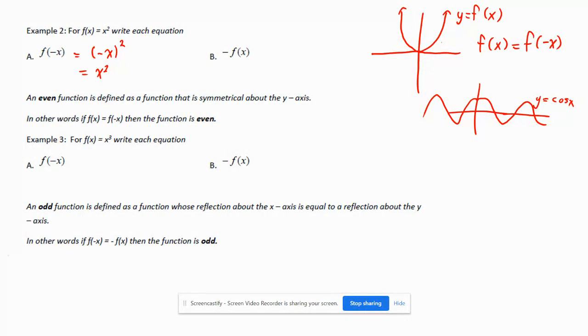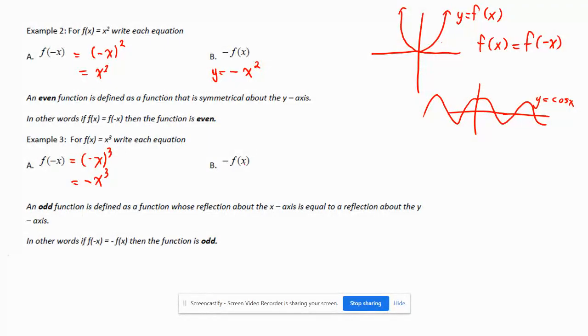Now in this case, negative f of x would be y equals negative x squared, which would be a reflection in the x-axis. Now if we have f of x equals x cubed, and we do f of negative x, that would be negative x cubed, which is negative x times negative x times negative x, negative x cubed.